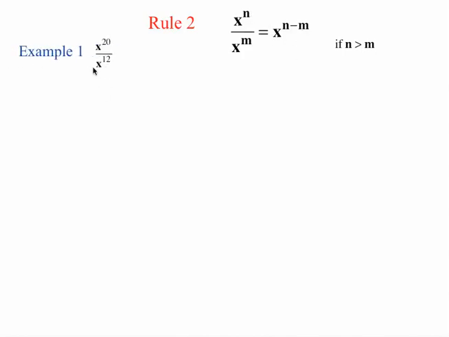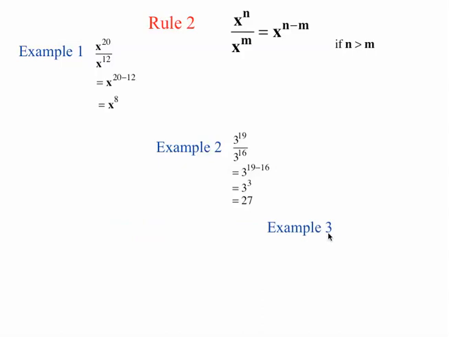So here's example 1. x to the 20 divided by x to the 12 is going to be x to the 20 take away 12, which is x to the 8. Example 2. 3 to the 19 divided by 3 to the 16, subtract the exponents, 19 take away 16, put the answer on the top, 3 to the power of 3, which is 27.